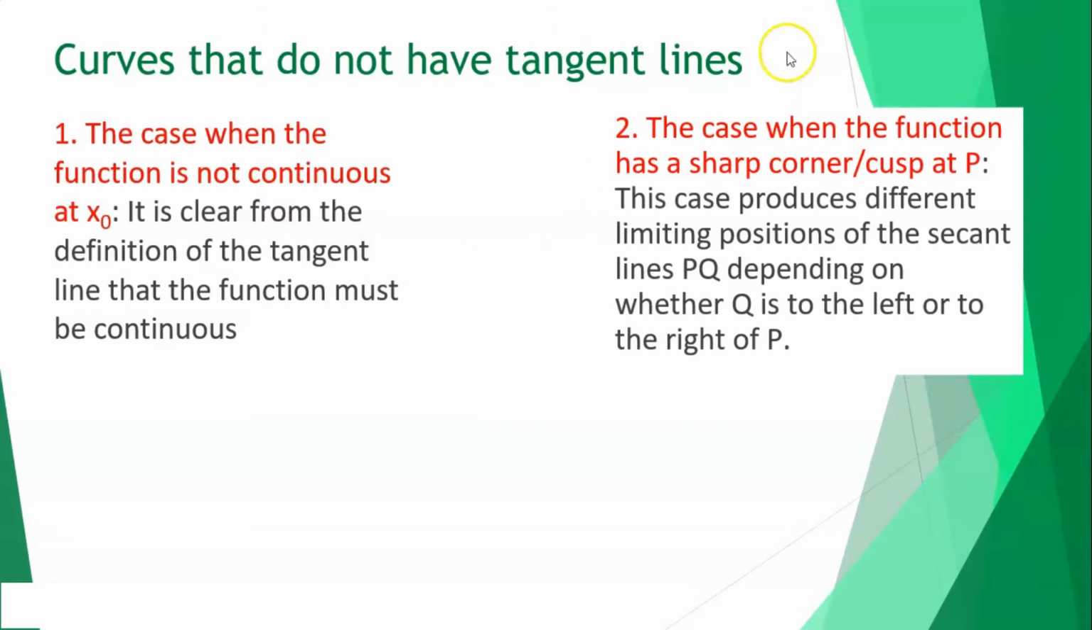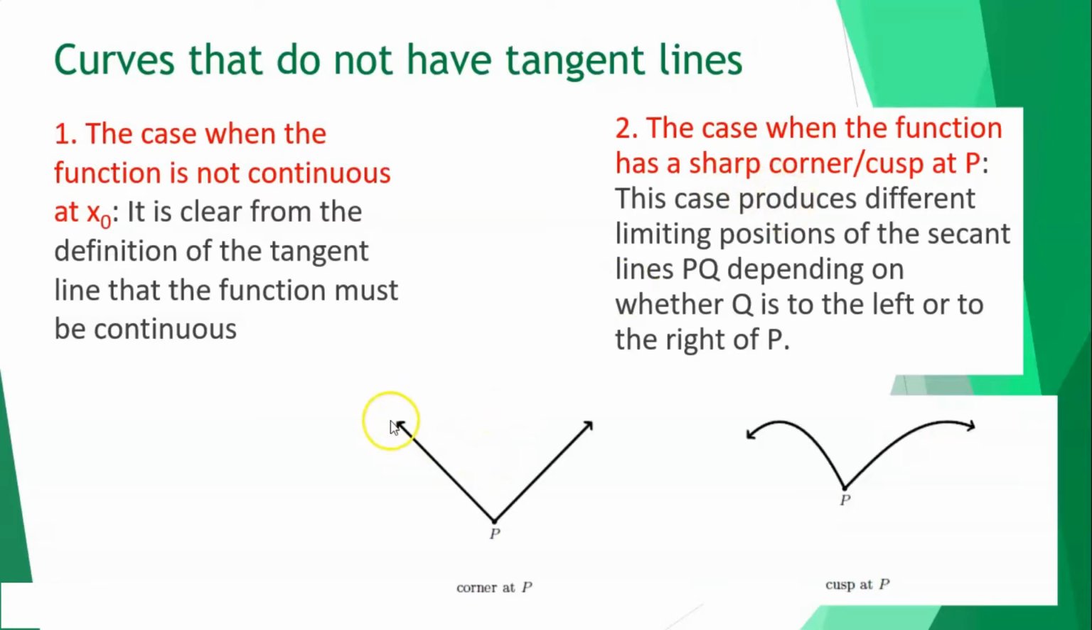Another case, when the function has a sharp corner or cusp at P. So, for example, given this, there is a corner at P. The same thing with this one. So if your graph is like this, it has no slope of the tangent line, or you cannot get its differentiation or derivative.